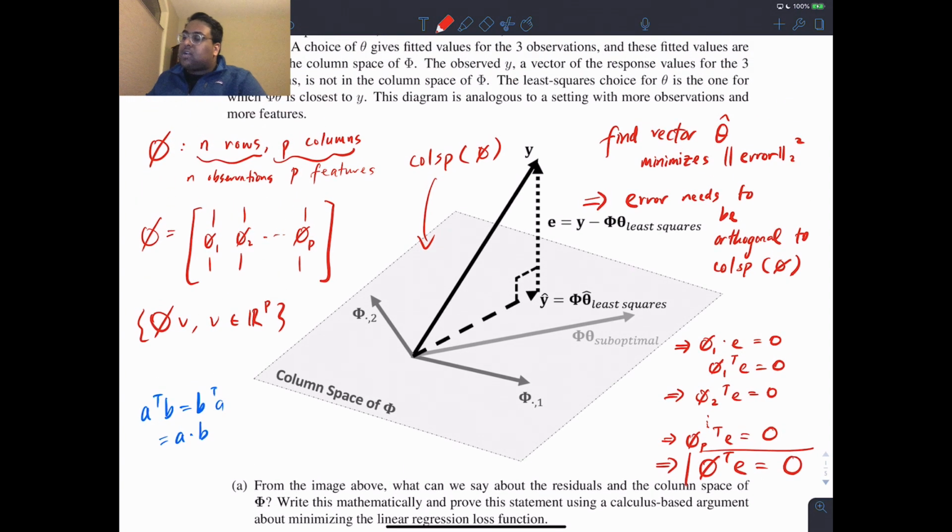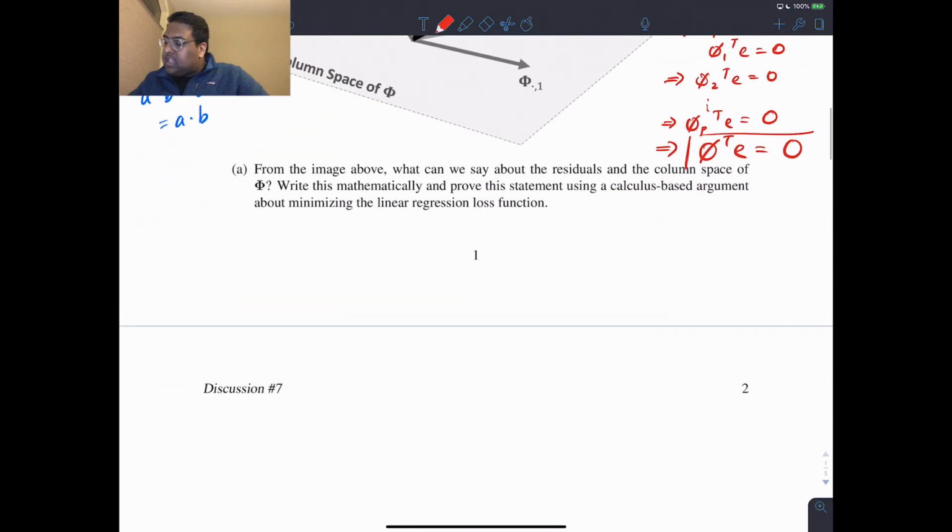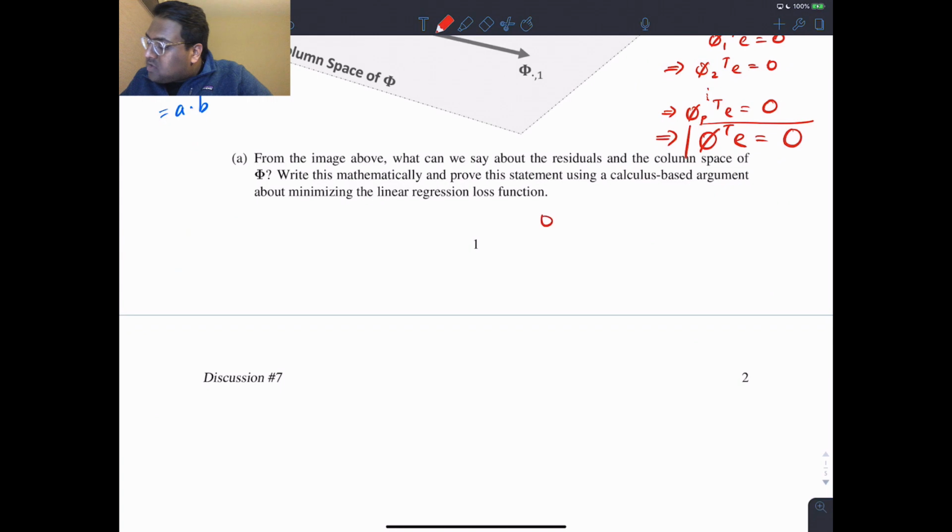Okay, and so the main takeaway from this diagram is that in order to minimize the norm of the error, we need that phi has to be orthogonal to the error. Okay, and that's really what we've arrived at. So phi transpose the error must be equal to 0, showing that the error is orthogonal to the column space of phi.